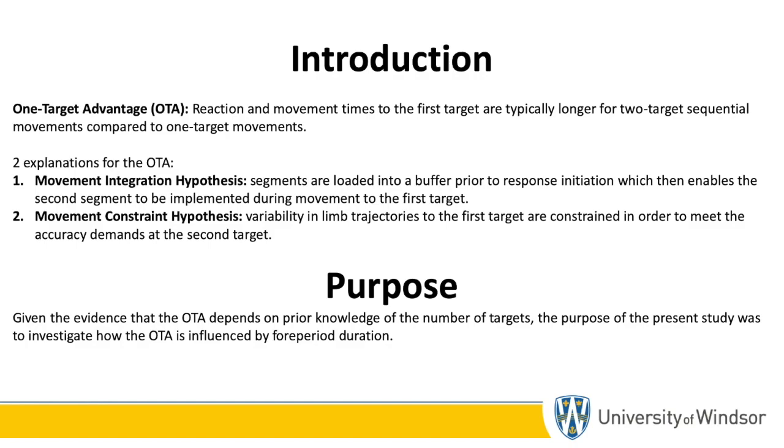In studies that have shown the one-target advantage, the foreperiod, or time prior to the stimulus, has typically been varied randomly. Although the one-target advantage depends on prior knowledge of the number of targets, there has been no systematic investigation of how the one-target advantage is influenced by foreperiod duration. As shown in the current study, this has important theoretical implications.